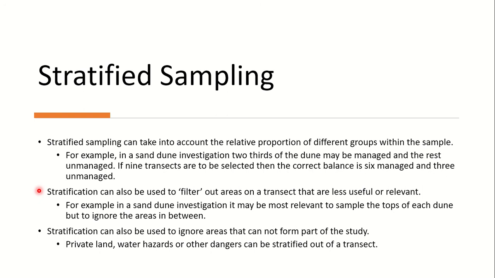You're going to have a big area there that has no sand, no seashells, no plants, whatever it is that you're counting. So you would stratify it out. And then you could take account of the fact that that transect is perhaps a little bit shorter, and then you could use proportional stratification to account for that with the number of sample sites on that transect. Stratification can also be used to ignore areas that don't form part of the study. So water hazards and other dangers are the thing here.